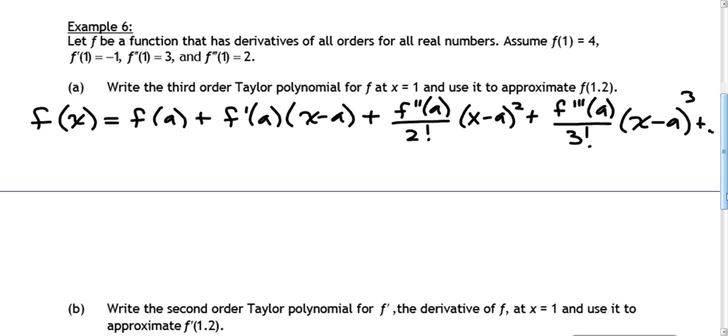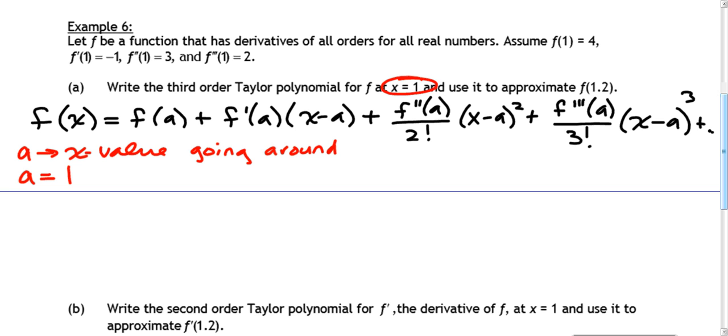So the a value, a is the x value we're kind of going around. And in this case, our x value is 1. They told me right here that x was 1, and if you look at all of these, f prime, f double prime, and f triple prime were all at 1. So my a value is going to be 1. So knowing that, we should be able to substitute in now.